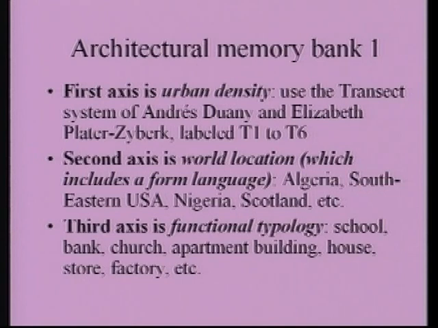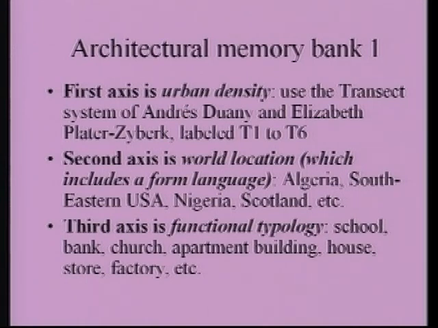The first axis in memory bank 1 is urban density, from rural to dense urban. And I will use the Transect system of Andrés Duany and Elizabeth Plater-Zyberk and adopt their notation T1 to T6. T1 is a very low density rural, and T6 is the highest density inner city. The second axis of my memory bank is going to be world location. And here I'm simplifying things because world location is 2-dimensional, but I'm taking all that data and putting it in one line. This is just symbolic. And the world location includes a form language. So every place in the world has evolved its form language based on culture and local materials, etc.